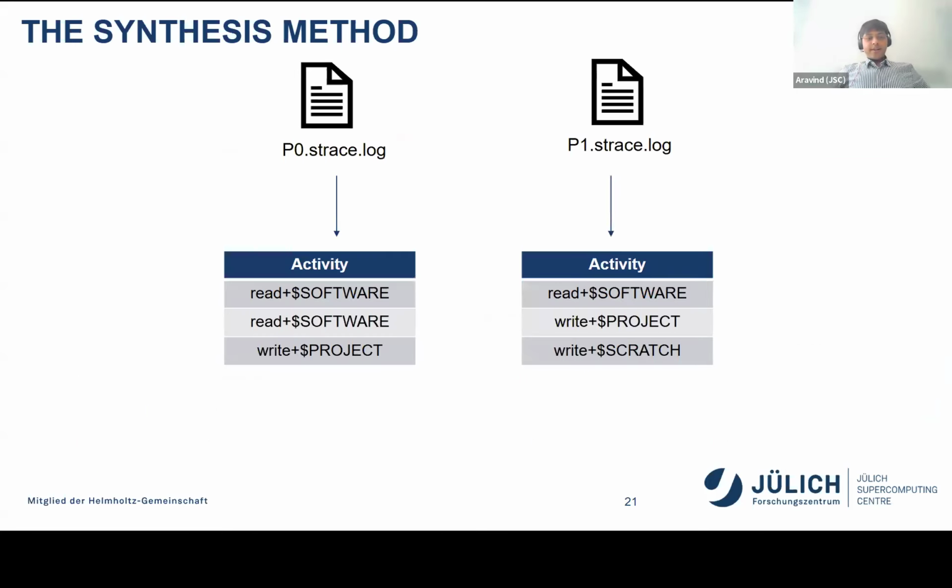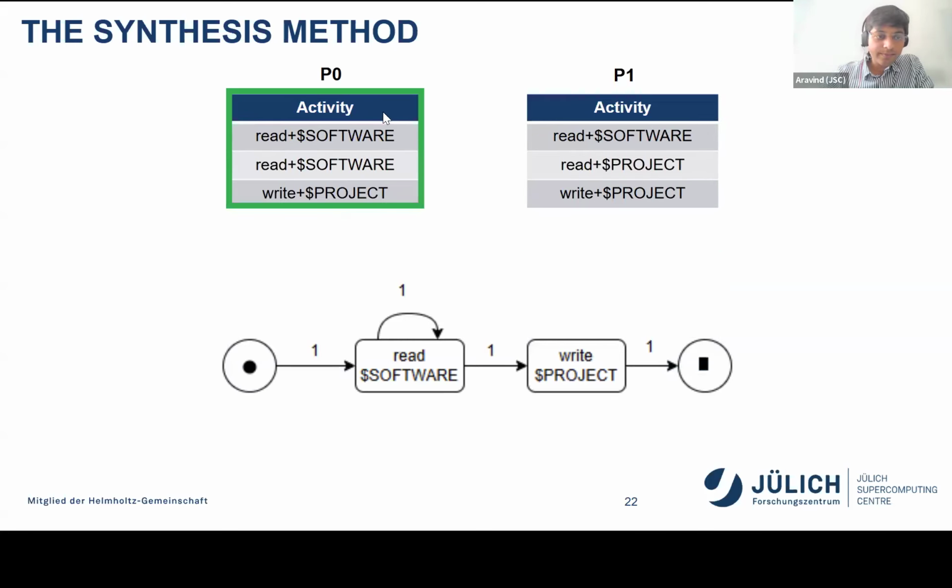So this is the overall idea. How would this work? Let's say you have a trace log from two processes, P1 and P2, and you use the timestamp to arrange the order of the activities. I would go through the logs one by one. The process 0 starts with the activity read software, so there is an edge from start to read software, and I update the count by one. Then read software follows read software, so there is a self loop, and then read software to write project, and so on and so forth.